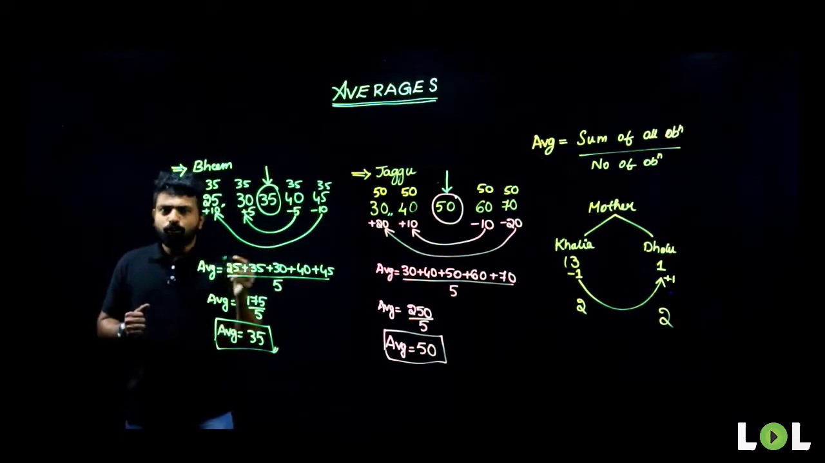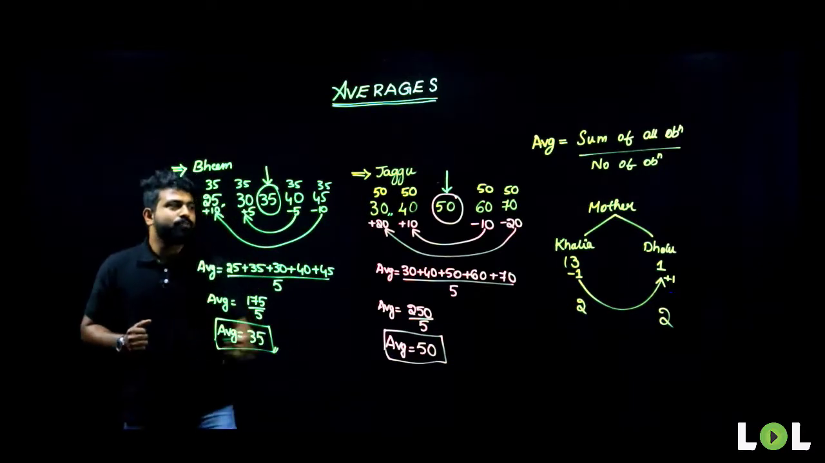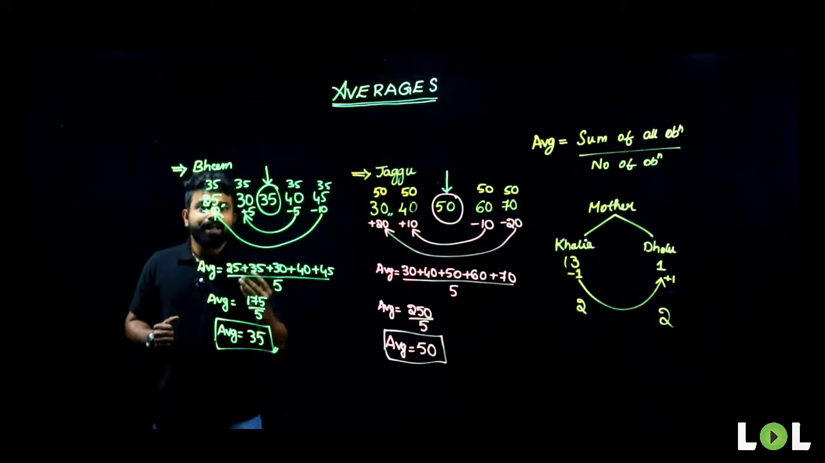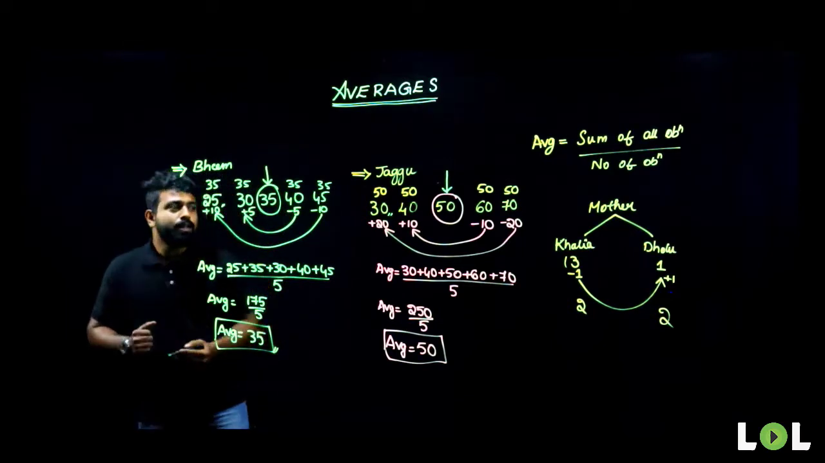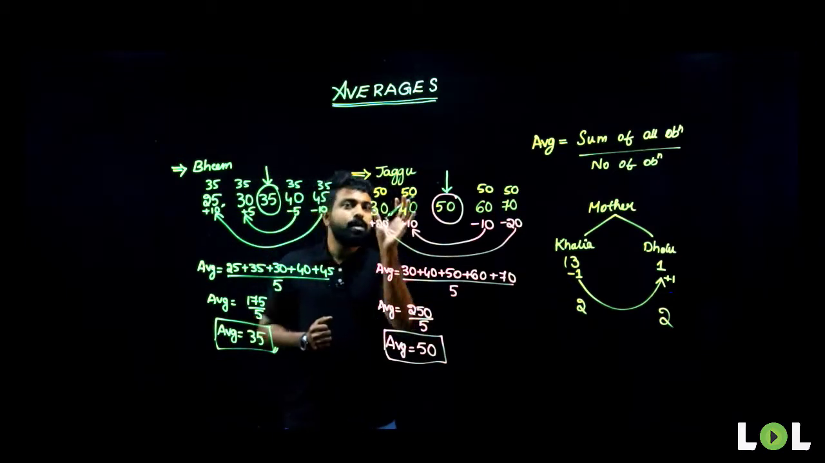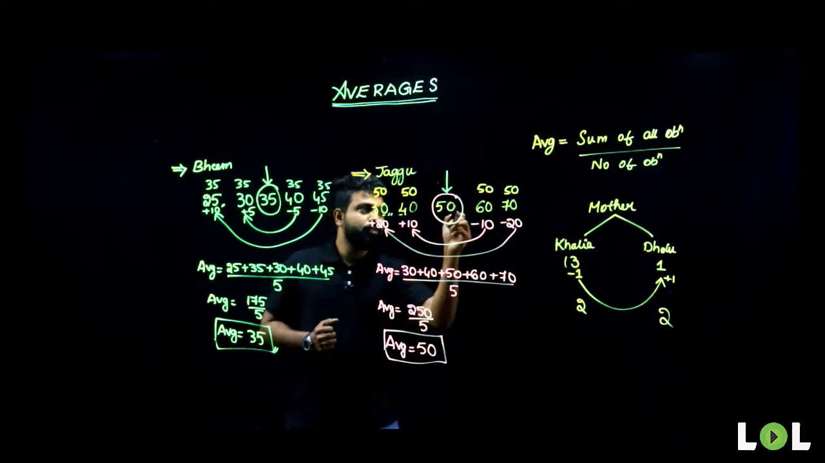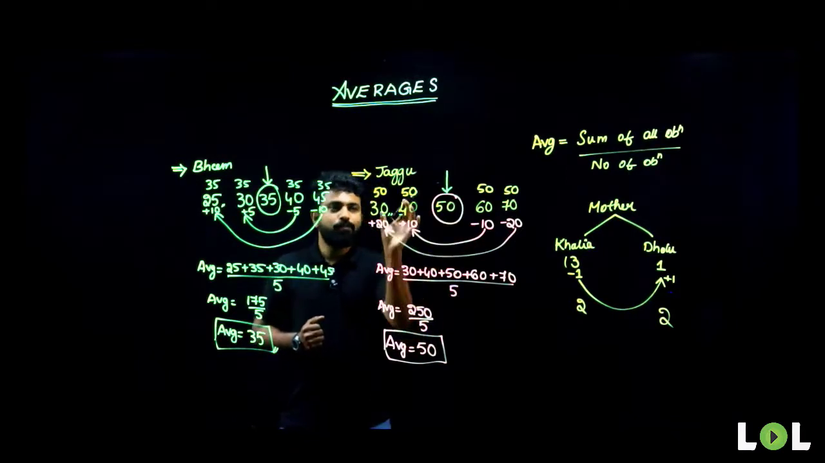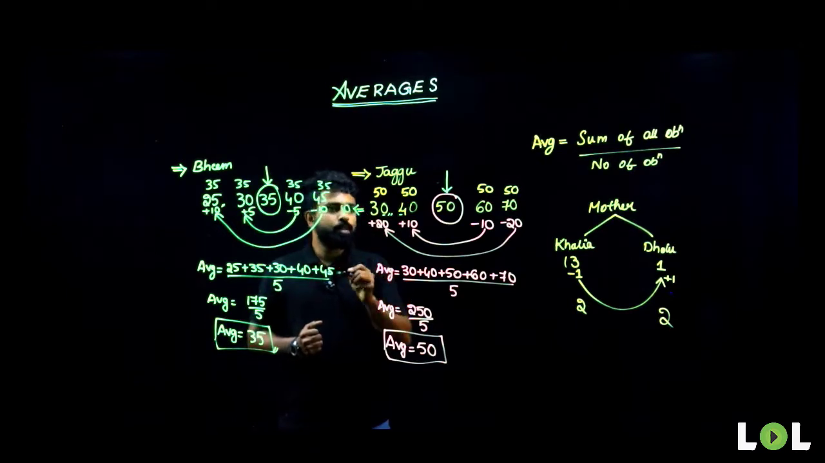But then, is it true for all the series? No. Why is it not true for all the series? Look at this first. Look at both the series here. What are they? They are in arithmetic progression. Now, what do you mean by arithmetic progression? Arithmetic progression is nothing but when you compare two consecutive terms. See, 30 and 40 are the two consecutive terms. 40 and 50 are the two consecutive terms. 50 and 60 are also the two consecutive terms. Now, if you take the difference between them, what is the difference between 30 and 40? We have a difference of 10 here. What about 40 and 50? Again, we have a difference of 10.